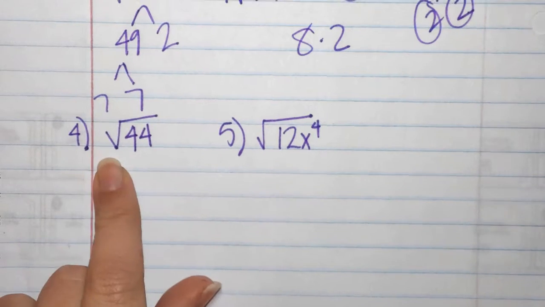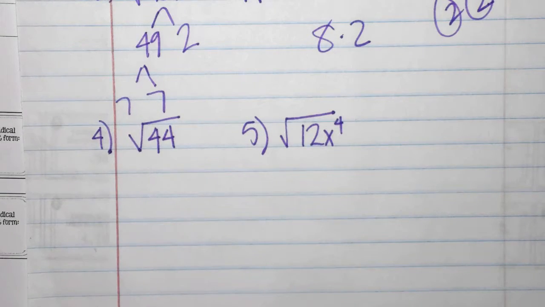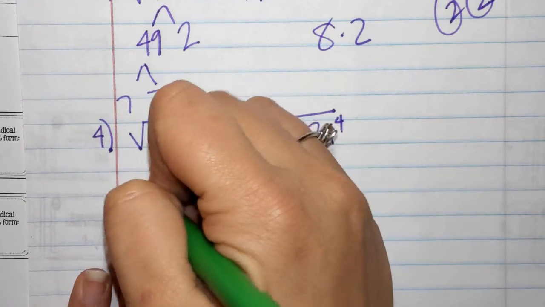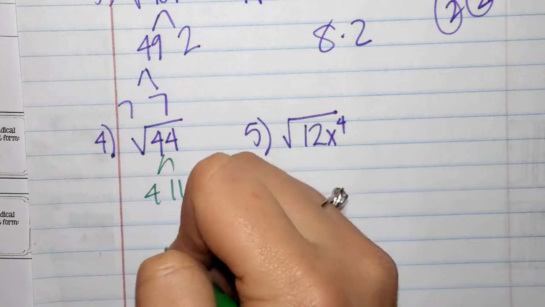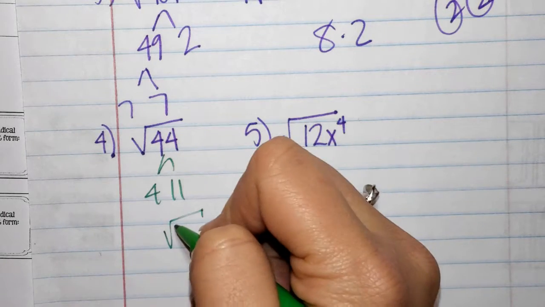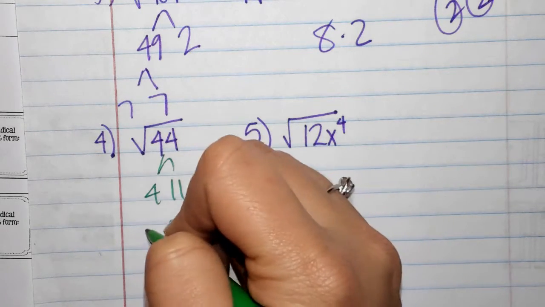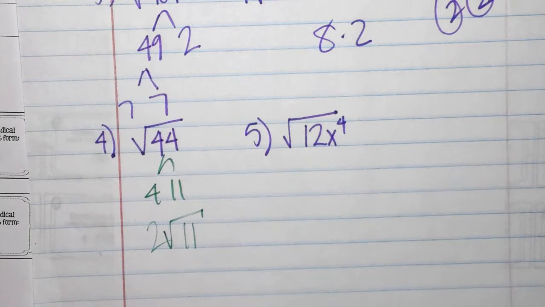All right, so what about number 4? What did one person tell me they broke it down by? Okay. All right, so what stayed under the radical? 11. And what came outside? 2. Look at us go. Good job. That's a point. If you got it right, give your team a point.